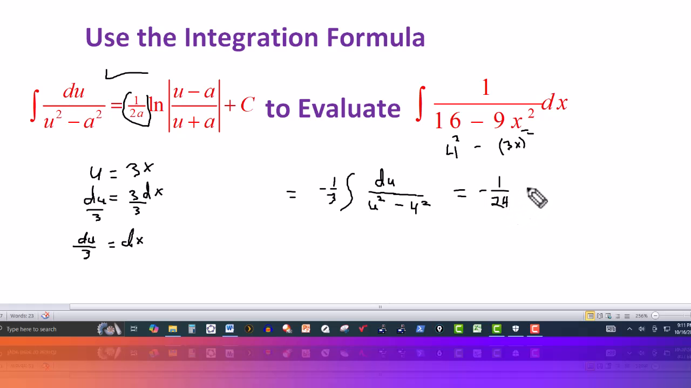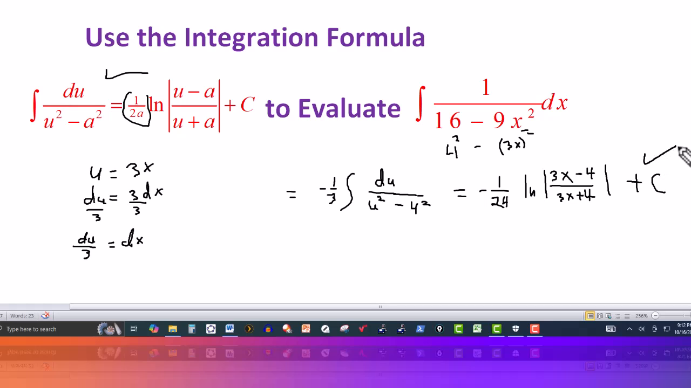That's negative 1 over 24, and then it'll be the natural log of the absolute value of u minus a. But in our case, u is 3x, so we've got to go back to the original variable anyway, so let's just do it here. It'll be 3x minus a, and a is 4, so it'll be 3x minus 4, over u, which is 3x, plus a, which is 4. And it's plus the constant of integration. So there you have it: minus 1 over 24 times the natural log of the absolute value of 3x minus 4 over 3x plus 4. So this is your answer right here.